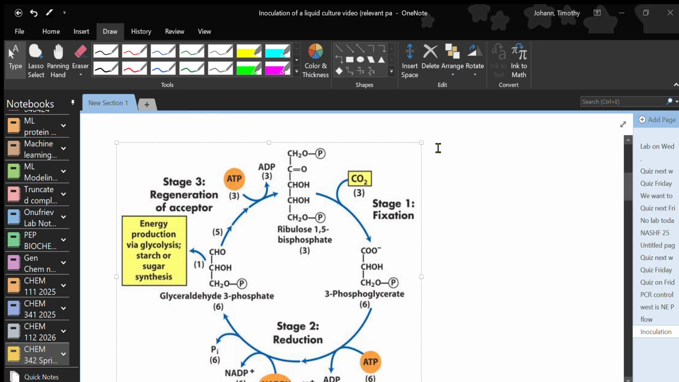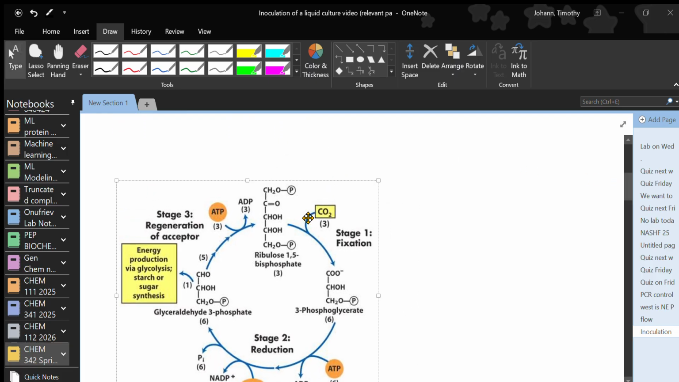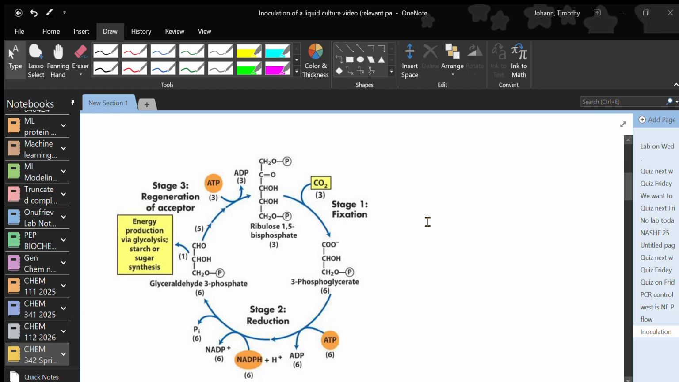All right, so we're going to finish up talking about photosynthesis and some various details here today. I want to remind you that Rubisco catalyzes this first step here. Okay, so it's a really important step.